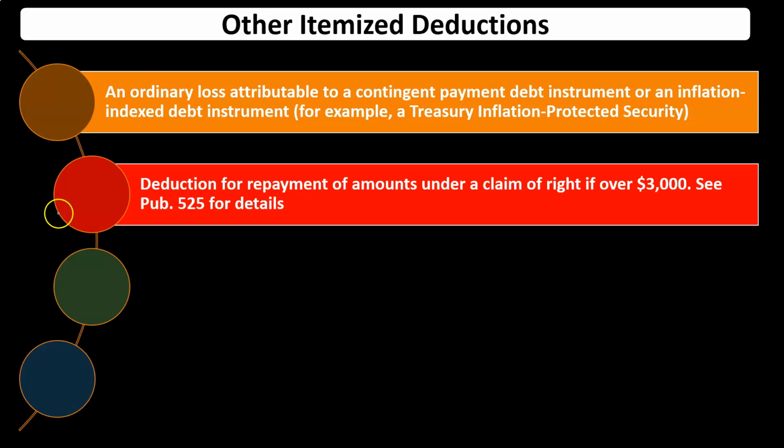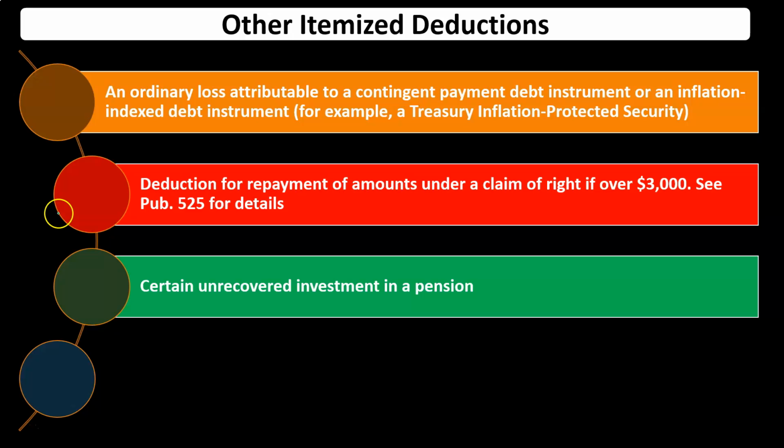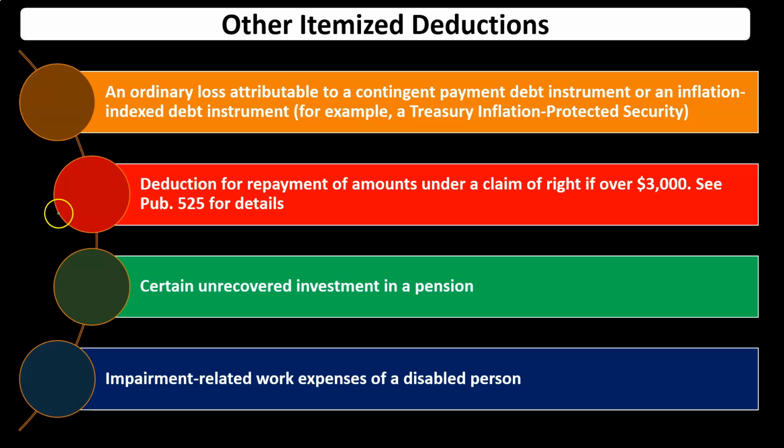Deduction for repayment of amounts under a claim of right. If over $3,000, you could see Publication 525 for details there. Certain unrecoverable investments in a pension and impairment-related work expenses of a disabled person. So again, most of these things are items that you don't see that often. One of the things you see most often, basically, in this category, in my experience, is the gambling losses.